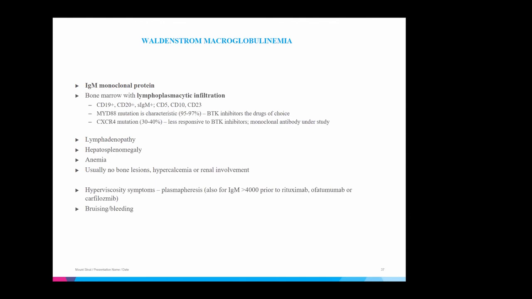The Waldenstrom's patients may present with hyperviscosity. IgM is a very large protein, and patients may have bruising, bleeding, anemia out of proportion to the actual hemoglobin, hematocrit, and red cell count, and headaches and visual changes. So these patients are treated with plasmapheresis. And plasmapheresis is also useful for patients who have very high IgM levels, such as greater than 4,000, prior to initiation of treatment with rituximab or ofatumumab or carfilzomib, because in those patients, the IgM level may rise when you initiate therapy.